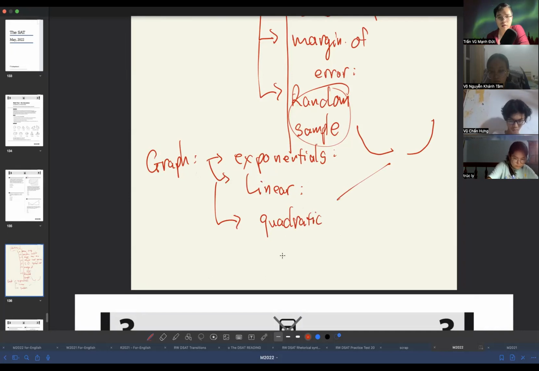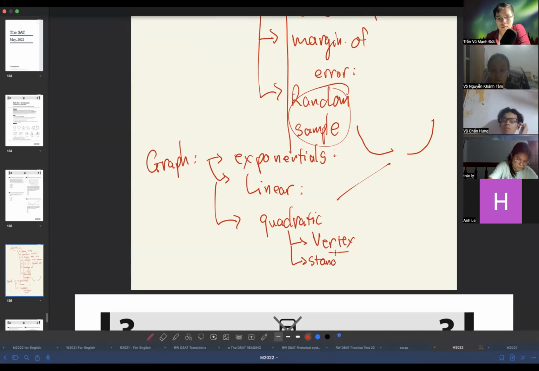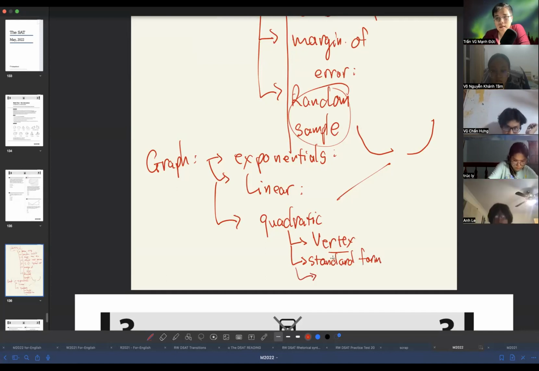On quadratic equations, we will have firstly the vertex form, which is the most important because it's very forgettable. Then standard form. Standard form here. And finally is the factored form.